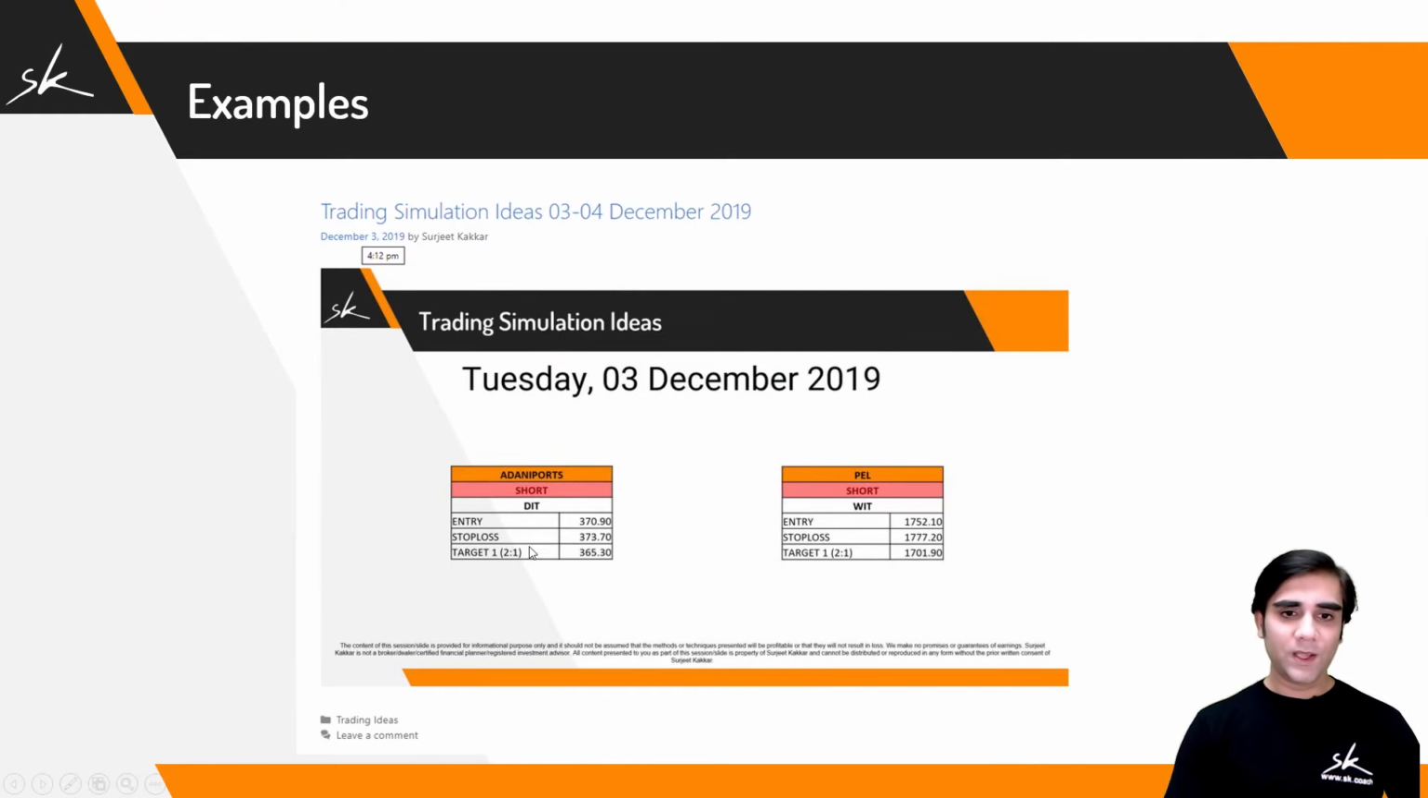So let me bring that up. So can you see here the stop loss is for Adani Ports 370.90, right?